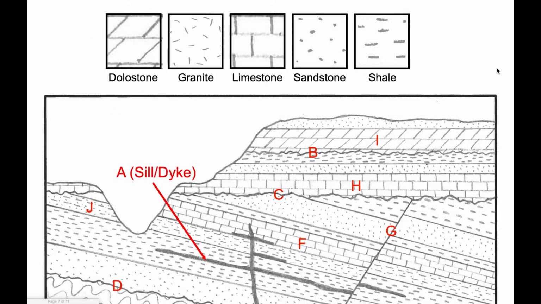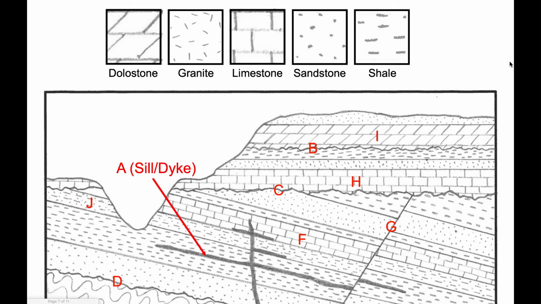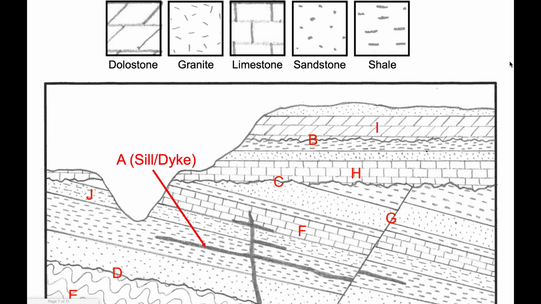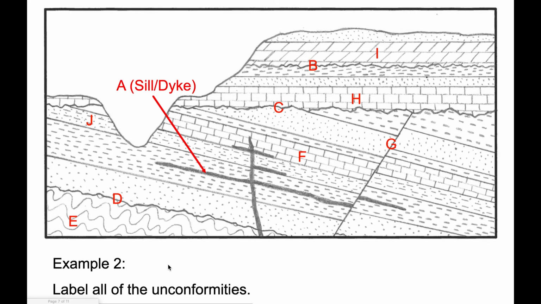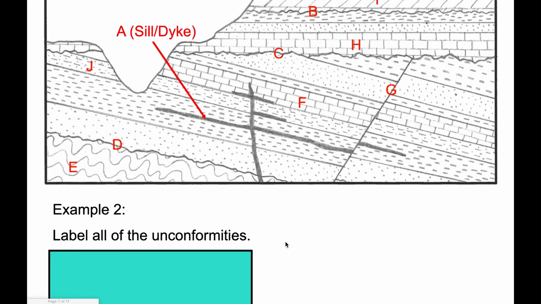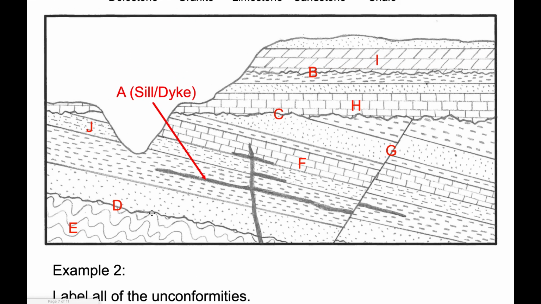Here's another example that you should start by trying on your own and piecing together the clues just like it were a puzzle. Again, we're talking about the same legend, same different patterns for the different types of rock. E is going to represent some sort of folded metamorphic rock. In this example, we're going to start by labeling all of the unconformities. D is an unconformity, C is an unconformity, and so is B. So there's all three types of unconformities in this example.